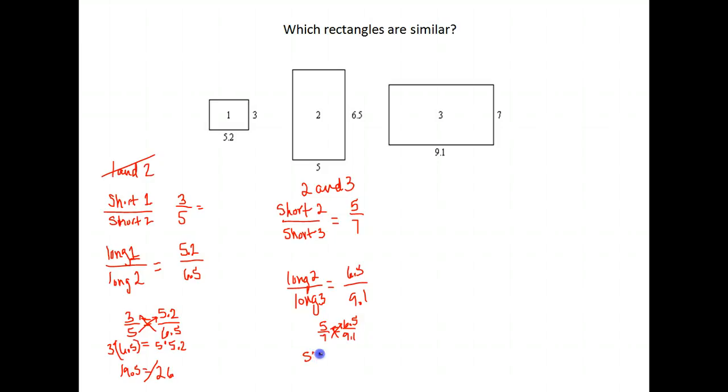So we get 5 times 9.1 and 7 times 6.5, and we're checking to see if those two things are equal. So 5 times 9.1 gives me 45.5, and 7 times 6.5 gives me 45.5. These are equivalent ratios, which means that yes, rectangle 2 and rectangle 3 are similar. Okay, if it had not been 2 and 3, we could have gone on and checked 1 and 3 exactly the same way. And you just go until you find the pair that are similar.